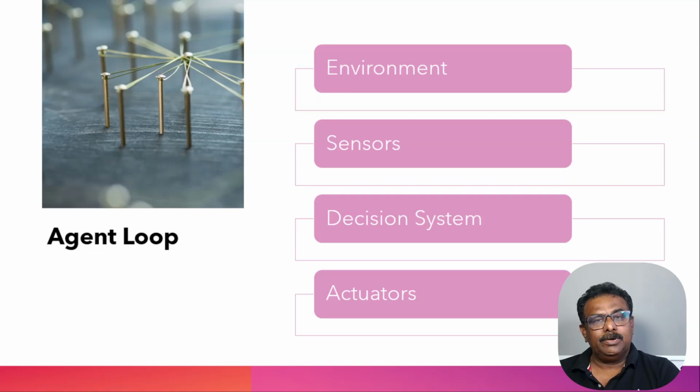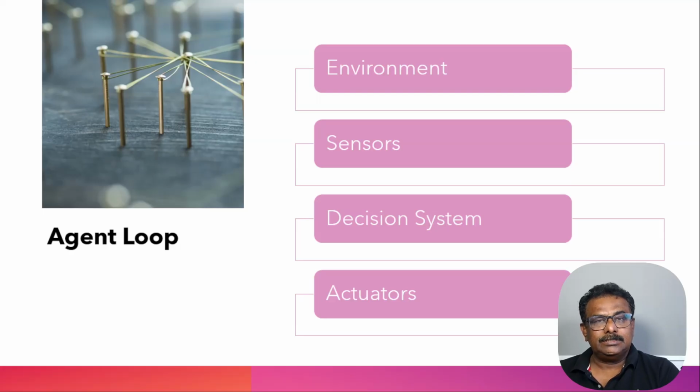The next component is a sensor. Sensor is allowing the agent to observe its environment. For example, if you have a security camera, a face sensing security camera, then the camera is a sensor. Or if you are using Google Maps, the traffic condition is a sensor.